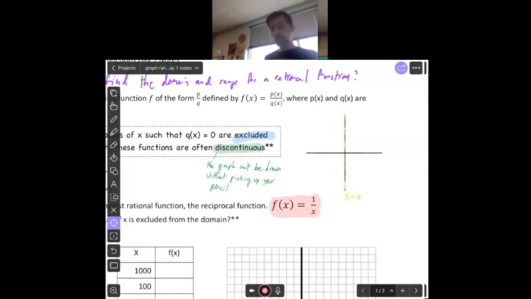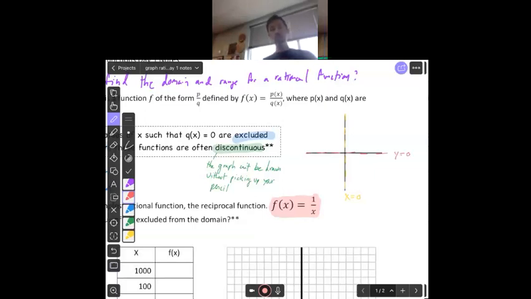The other thing that happens is, if we think about plugging in every number but 0, so I plug in 1, I plug in 2, I plug in 3, I plug in 30, I plug in a billion, okay? No matter what, I'm never going to get 0 as an answer. 1 divided by any number is never 0. And so what that creates is a horizontal asymptote, because the y values can never be 0 either.